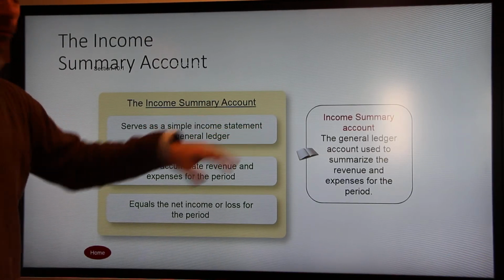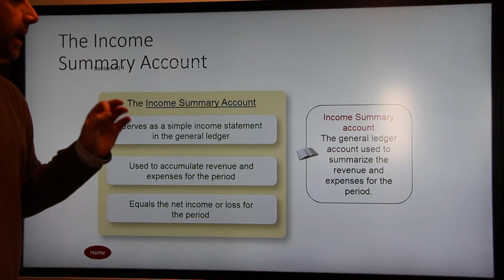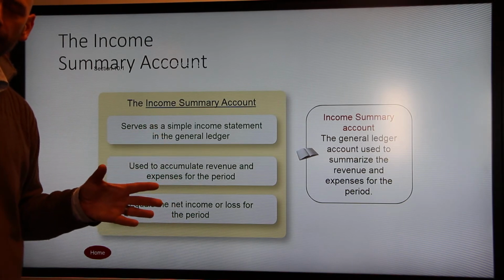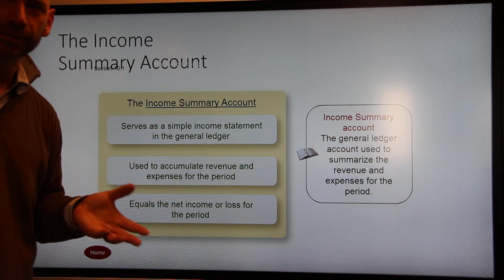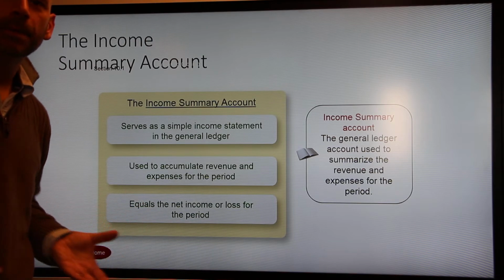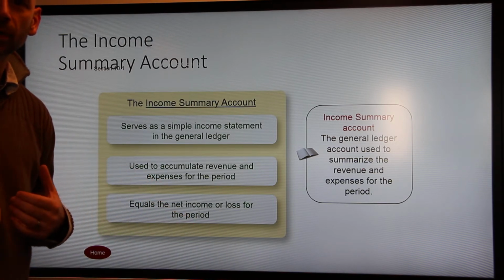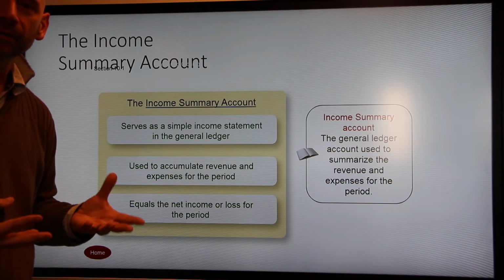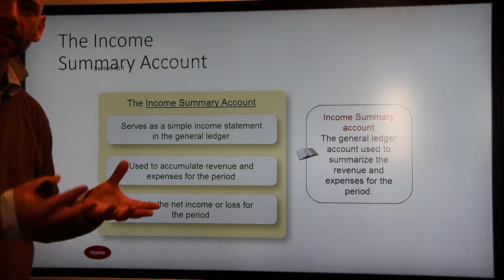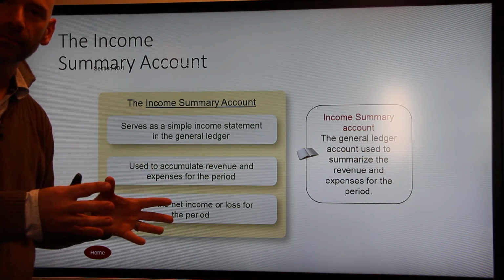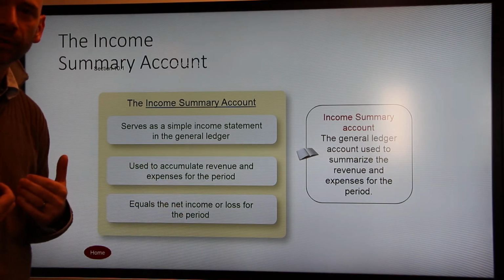So here's the other account that we're going to use. It's called income summary. This is a general ledger account used to summarize the revenue and expenses for that time period. Basically what we're doing is we're taking the balance of revenue and passing it along to income summary, and then income summary is passing that balance along to capital. We're taking the balances of all of our expense accounts and passing them to income summary, and then income summary is passing them along to capital.